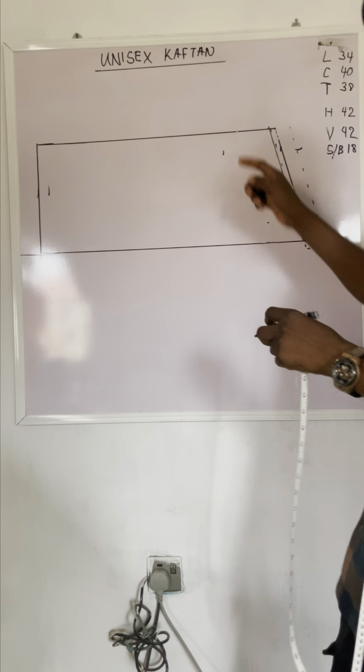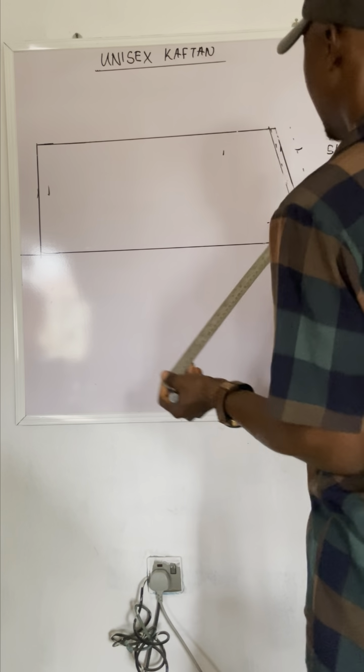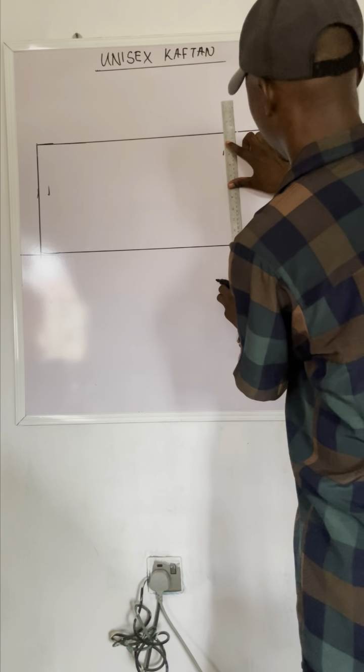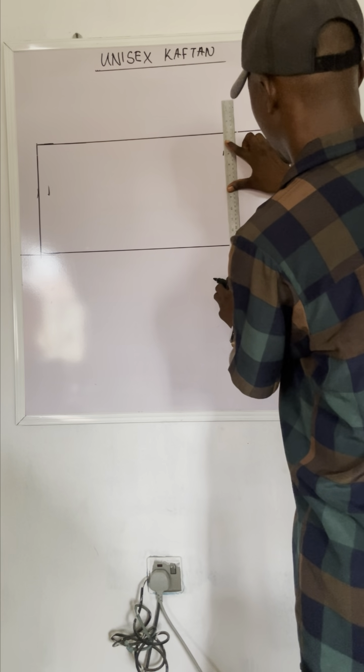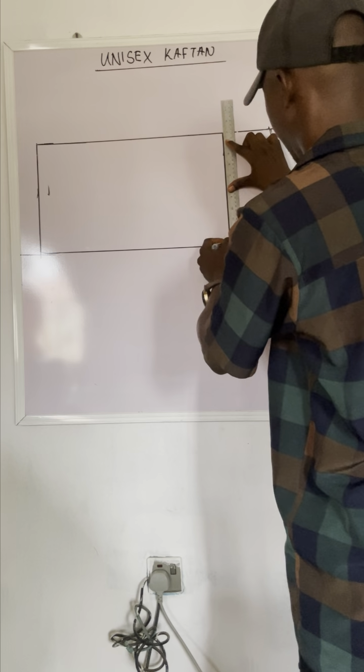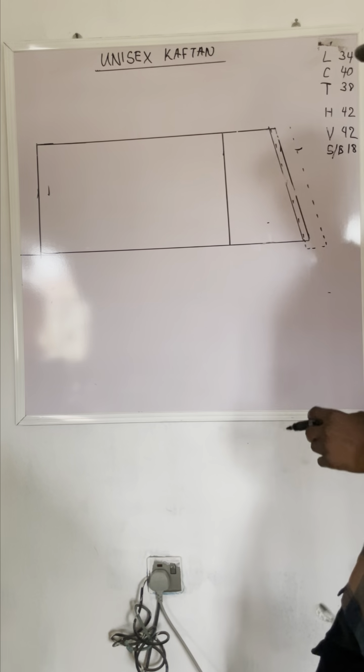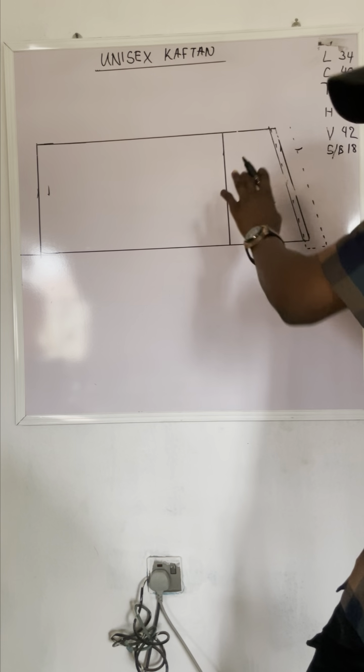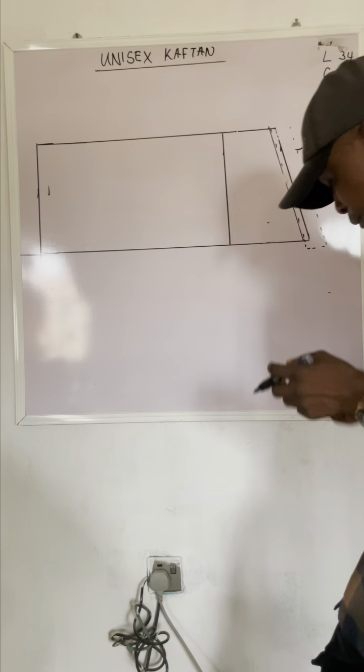So this is my chest line. I'll just take a ruler and measure my chest line like that. This is my chest line. So do you understand how I arrive at this chest line? Let me come back again. This is how I arrive at this chest line.